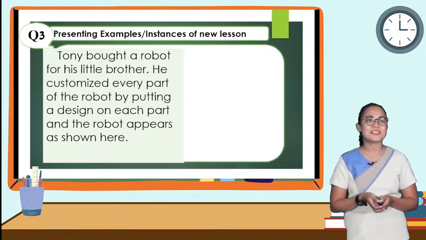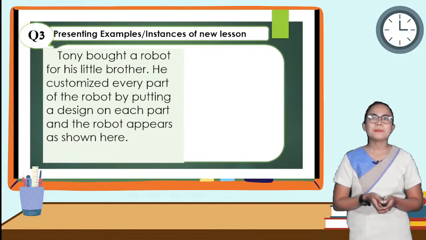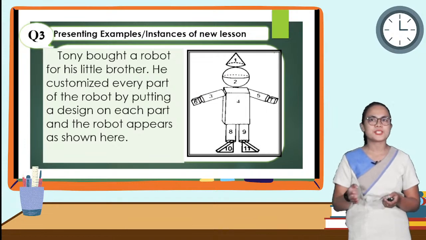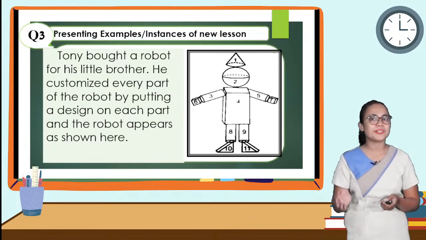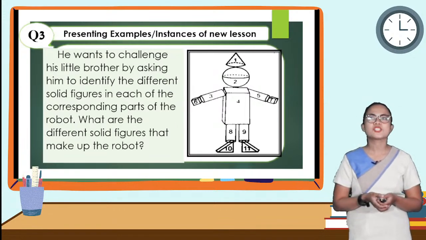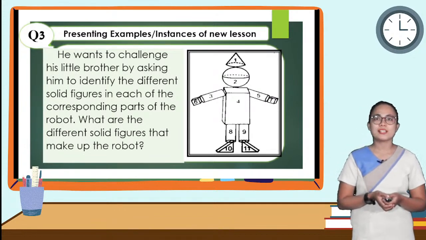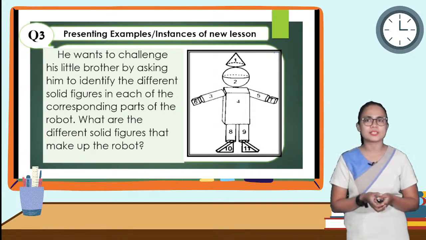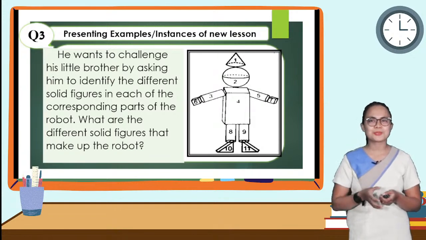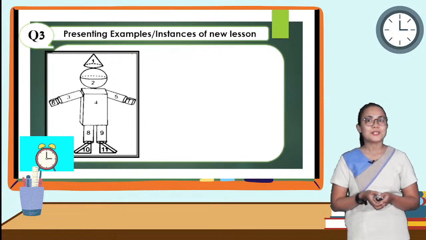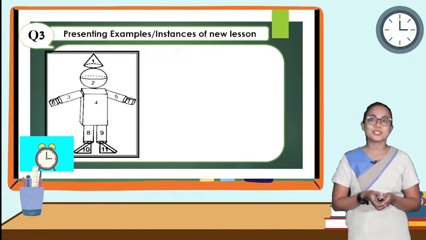Now, I have here a scenario. Let me read it for you. Tony bought a robot for his little brother. He customized every part of the robot by putting a design on each part, and the robot appears as shown here. So here it is, a robot. He wants to challenge his little brother by asking him to identify the different solid figures in each of the corresponding parts of the robot. The question is, what are the different solid figures that make up the robot? Let's help Tony to answer that. Now, I am giving you again 5 seconds to answer from number 1 to number 11.